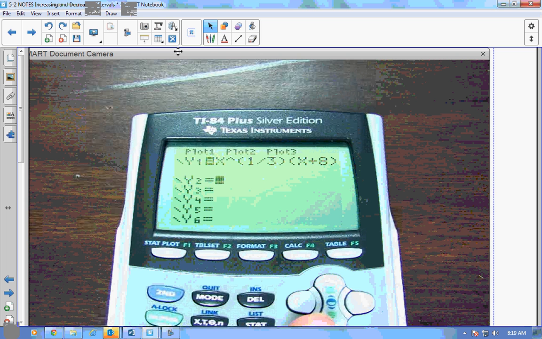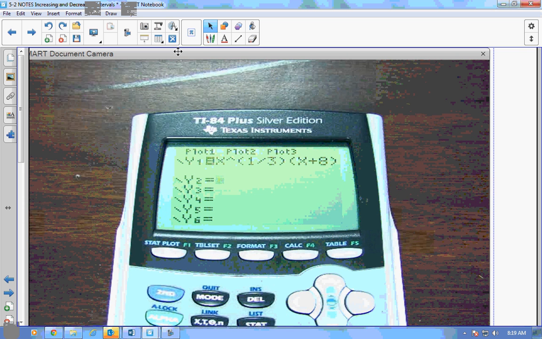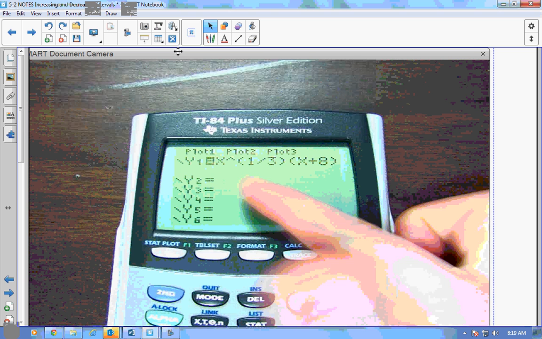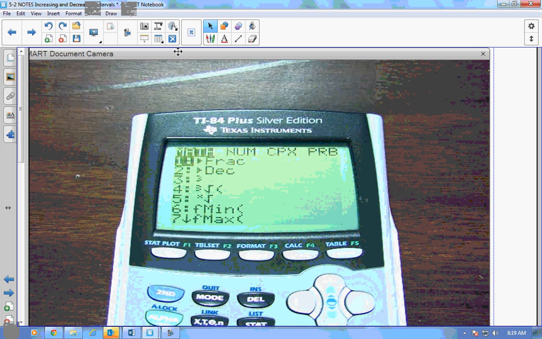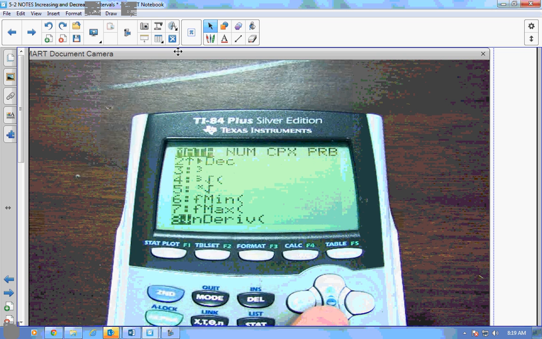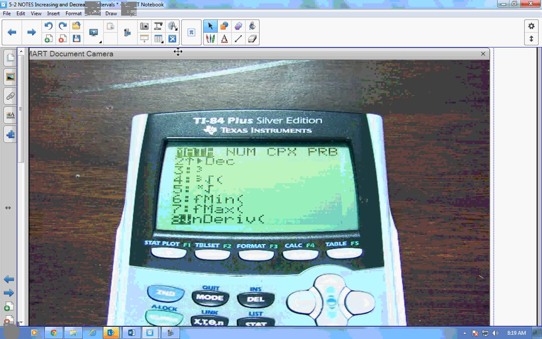I think we've done this once. Remember when I didn't know how to use the old school calculators? The new ones we were getting to work, but the old ones we weren't. It's under math. Go to math and find nDeriv. It looks like it's number 8.